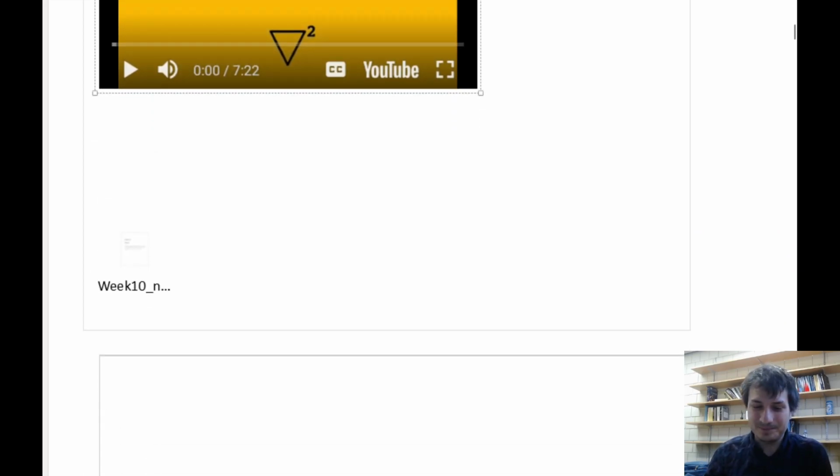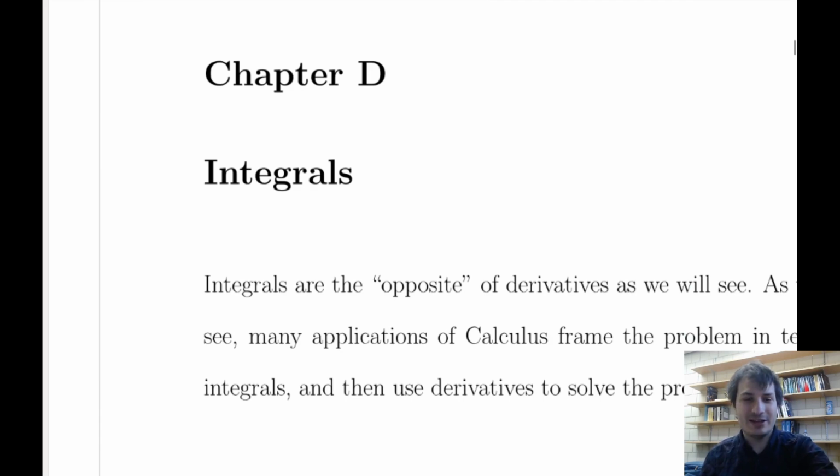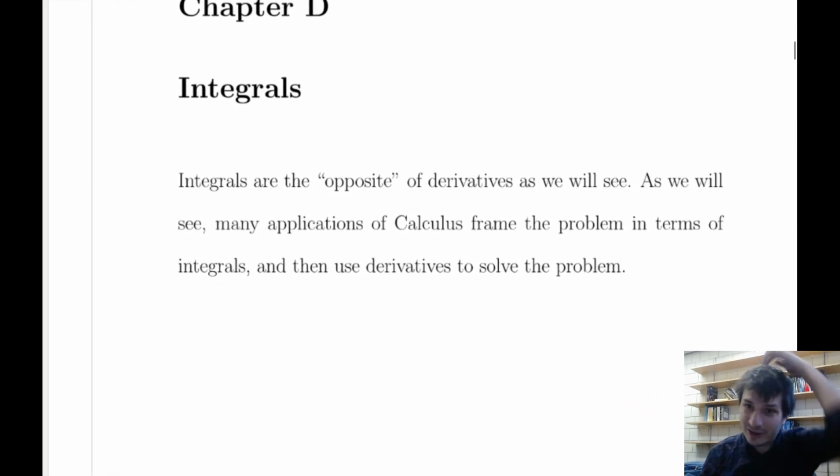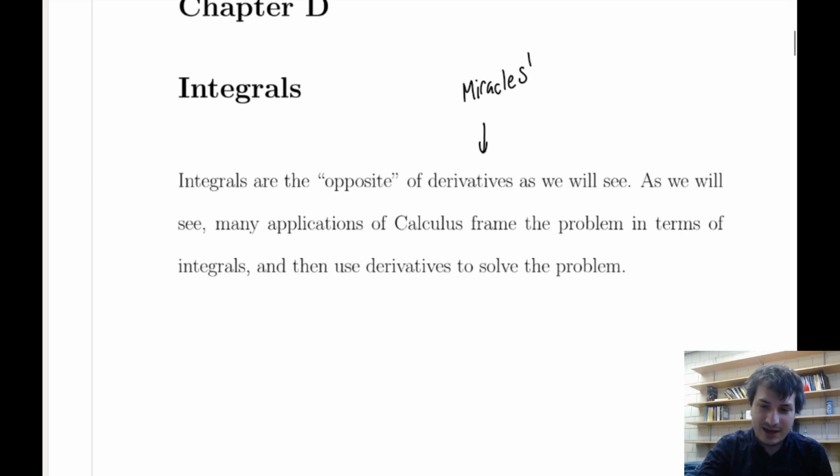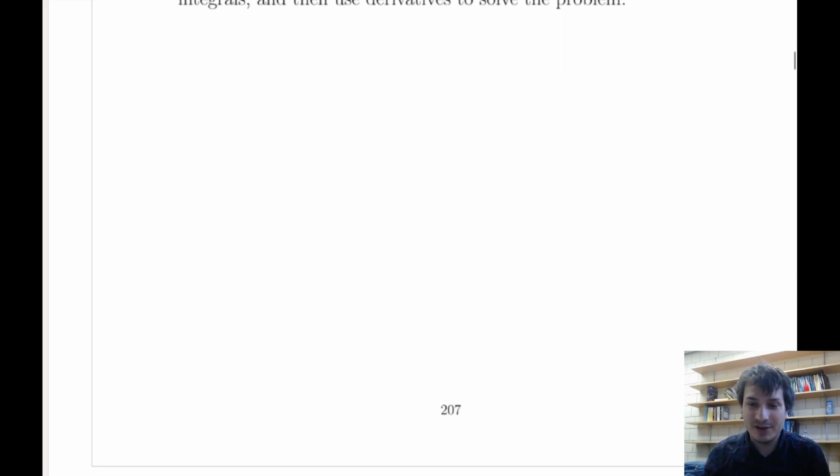So what we're doing is integrals. We're starting integrals, and you might have heard that integrals are the opposite of derivatives, but actually this is kind of a miracle. I would refer to this thing as a miracle. The fact that derivatives and integrals are opposites, that is the miracle of calculus. So I really think of the topics we've done in this course.